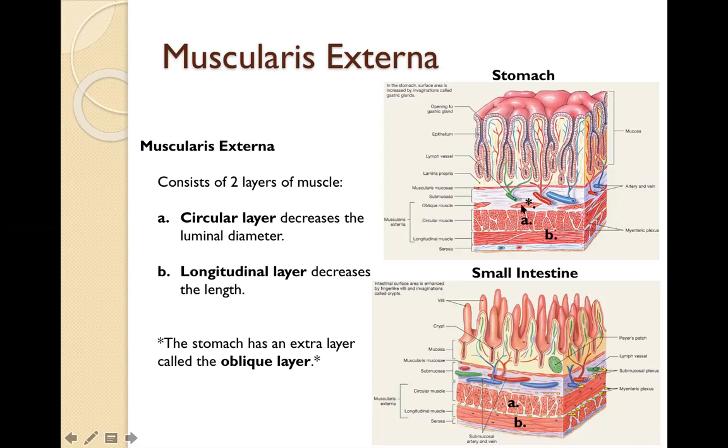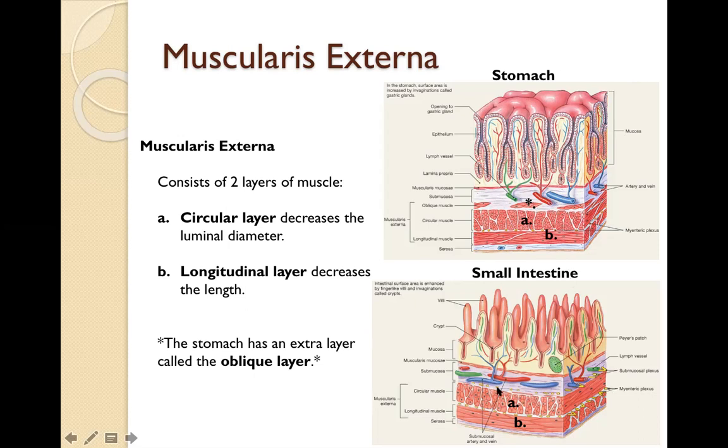The stomach also has this oblique layer as well. And oblique just stands for the fact that it's going to sort of go around the stomach, but not in circles. It sort of goes around in these sort of ellipse patterns, and at an angle to the circular muscles. They also have a function in churning and with physical digestion of food.